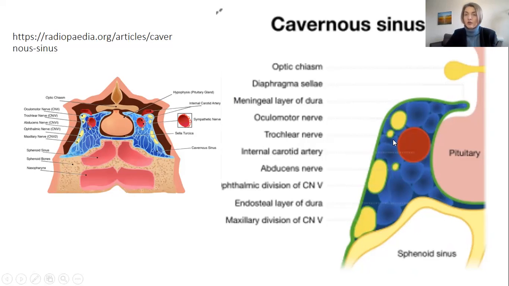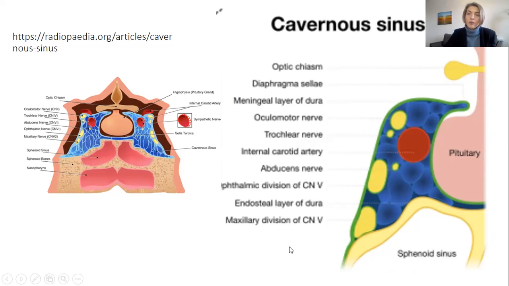Let's talk a little bit more about cavernous sinus. There are 5 nerves that pass through this sinus. They are oculomotor nerve, trochlear nerve, abducens nerve, ophthalmic nerve, and maxillary nerve, which is the second branch of the trigeminal nerve. Passing medially is the internal carotid artery.